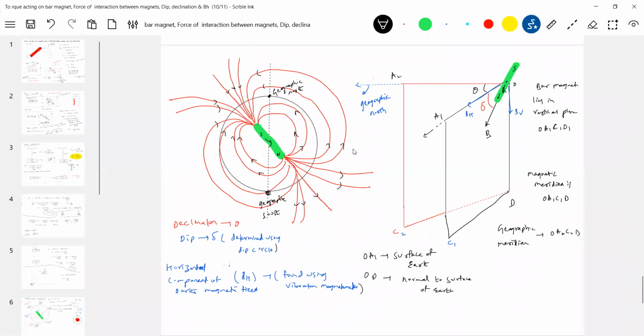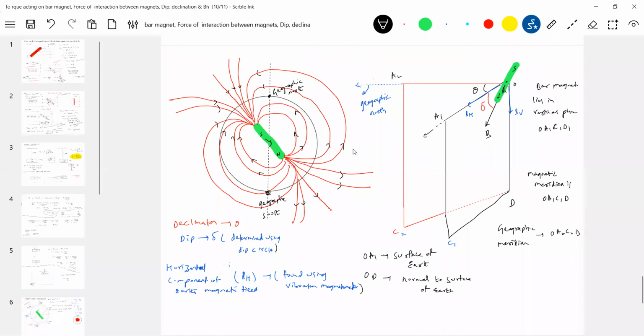So how to get the horizontal component of Earth's magnetic field? By using the vibration magnetometer. Dip is measured using the dip circle. Declination, I'll measure as the angle made by the freely suspended bar magnet with the geographic meridian. Okay, got this.